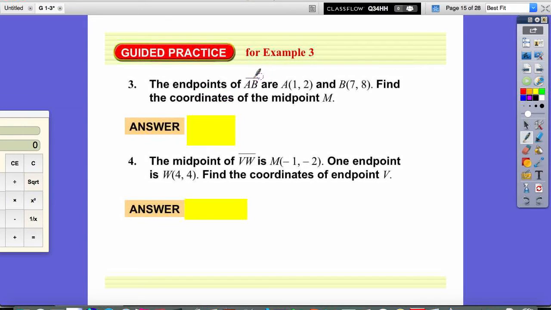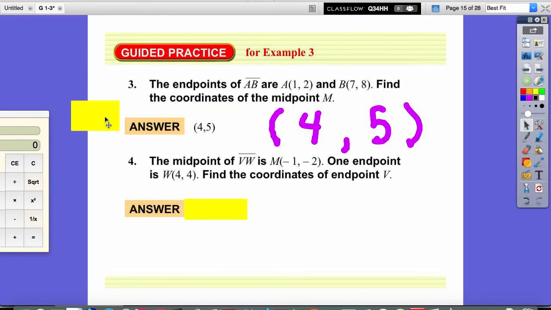But the endpoints of A, B, so these are the endpoints. I'm going to take the x values, 1 and 7, I'm going to add them together, which gives me 8. Then I'm going to divide by 2, and I get 4. For the y values, I'm going to take the y values 2 and 8. I'm going to add them together to get 10. Then I'm going to divide in half, and I get 5. So the midpoint of segment AB is 4, 5.